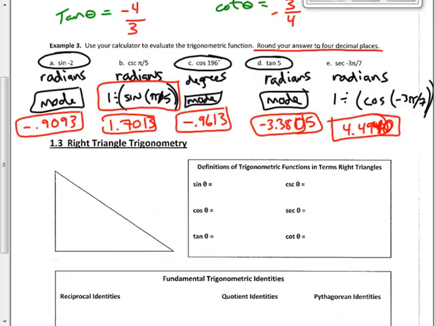Don't use the sine inverse. Don't use sine -1. Okay, that's not what we're doing. We're not doing sine inverse. We will eventually. Right now we're doing cosecant, which is 1 divided by the sine. Okay, so go through, double check your answers, make sure that you are able to do this on your calculator.